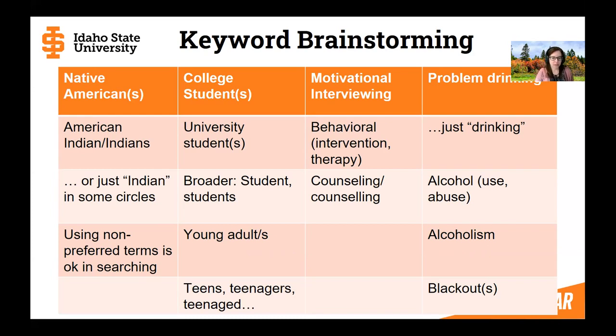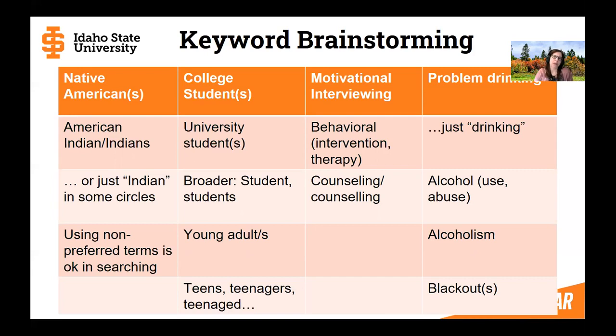Using non-preferred terms is okay in searching. You're not saying you approve of the use of the term. You're just trying to find all the literature that might be relevant, especially older literature when the preferred term might not have been in use, right? College students, consider singulars and plurals, student versus students. University students, maybe we just want to search the broader word student instead. Or maybe we want to search about young adults or teens.